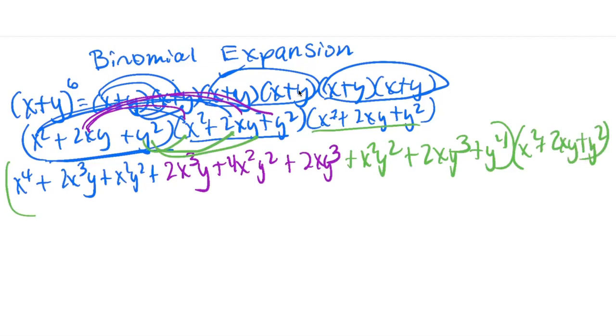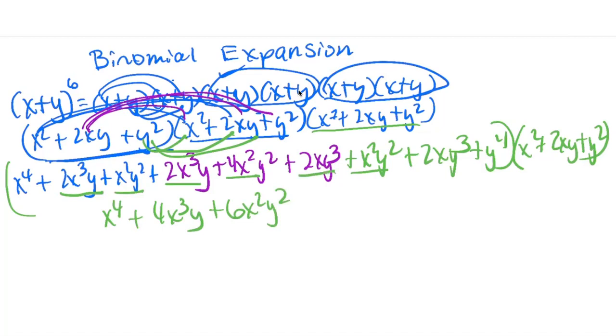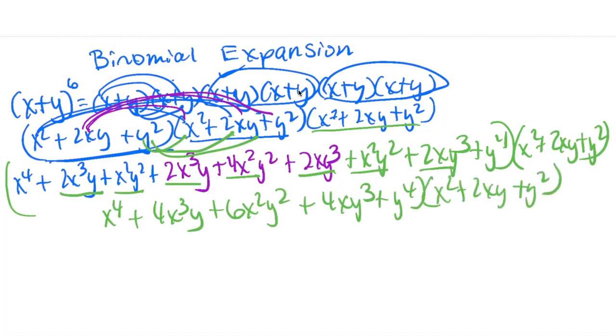Let's see, I have an x to the 4th, x cubed y. I think I have 4 of those. 4x cubed y, I mean. X squared y squared, I have 6 of those. I have 4 of these. And a y to the 4th. All right, now I'm going to multiply all of that times x squared plus 2xy plus y squared. You're starting to see why you would want an easier way to do this.